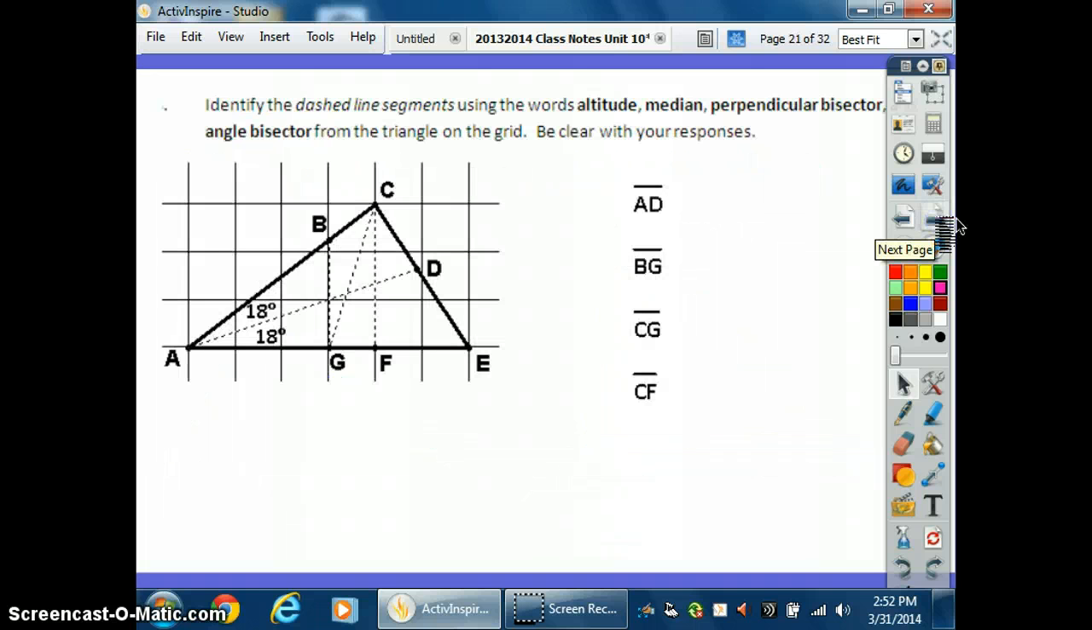Okay, one last thing. I've got those 4 line segments dashed in there, and I want you to tell me which one's the altitude, which one's the median, which one's the perpendicular bisector, and which one is the angle bisector from the triangle on the grid. Be clear with your responses. All right. First one I'm looking at is AD. What is that? Well, AD is the angle bisector, right? Cut this into 18 and 18. So that's the angle bisector.